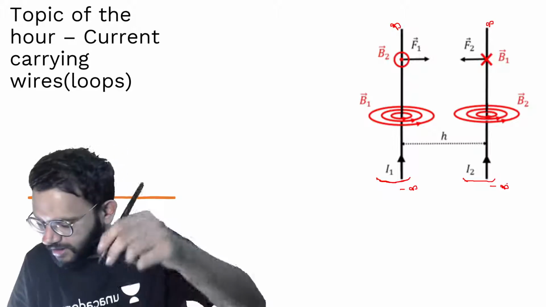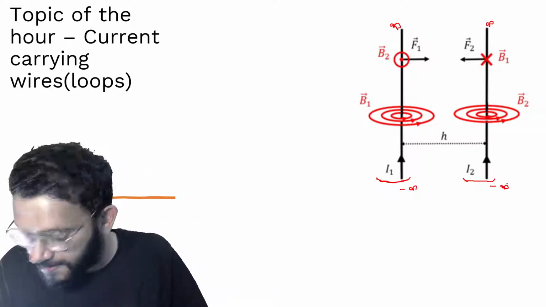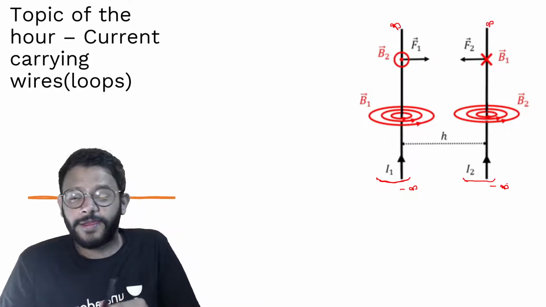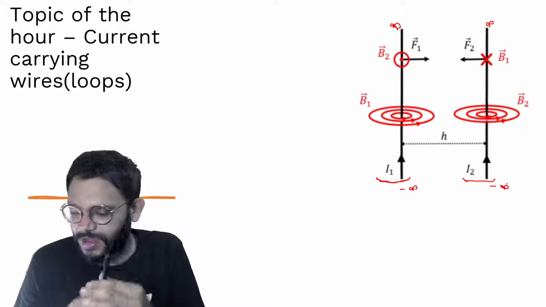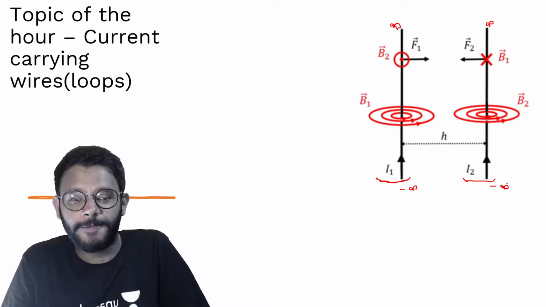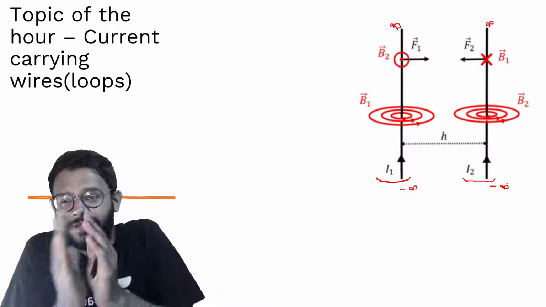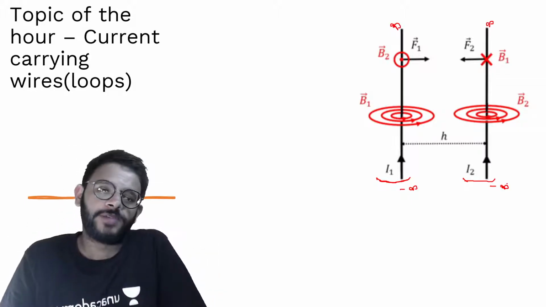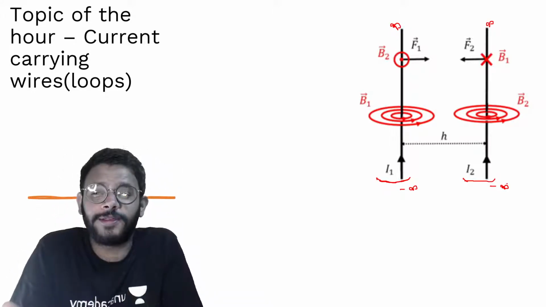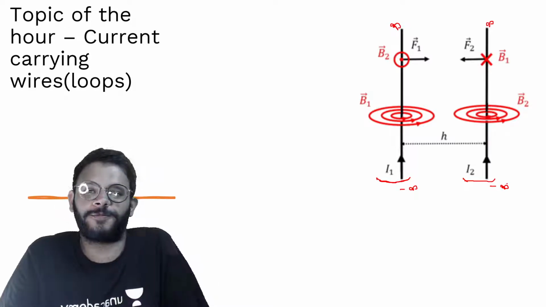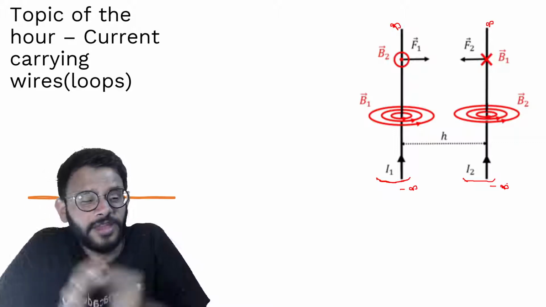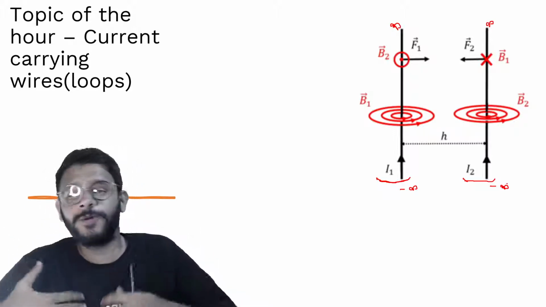The wires are extending till infinity, and I need to find out, if both of these wires start carrying current in the same direction simultaneously, what will be the value of the force acting on these wires? What is the force acting on the other wire because of the first wire? And similarly, what is the force acting on the second wire because of the first wire? It's pretty easy. Just think about it. Why is there going to be a force acting?